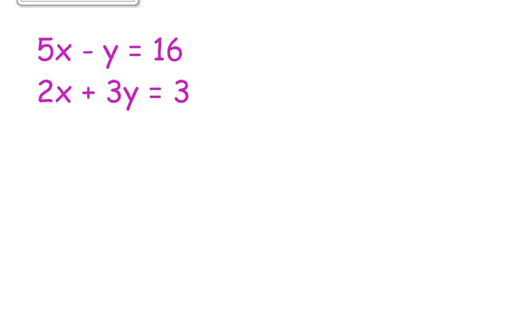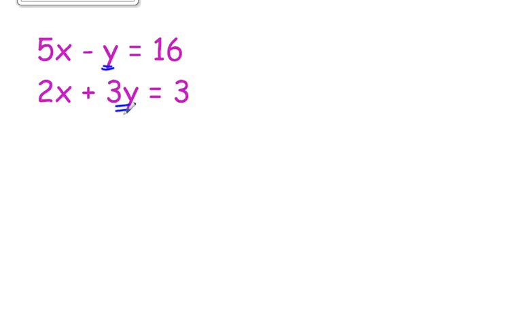So in the elimination method, what we're looking to do is to eliminate one of our variables. We're looking to either make the x variable or the y variable cancel out. So what we want to do is decide which variable we are going to eliminate. Now, in this problem, the easiest variable to get rid of is the y variable.